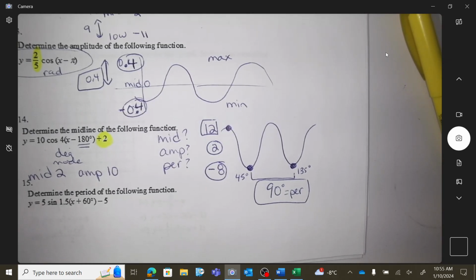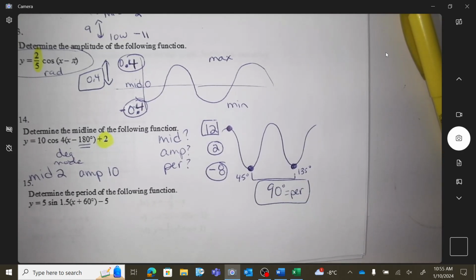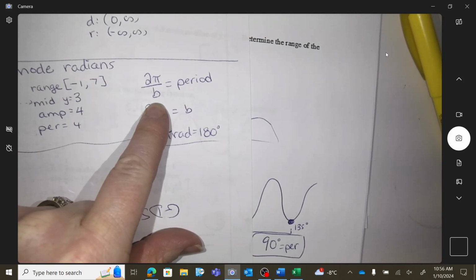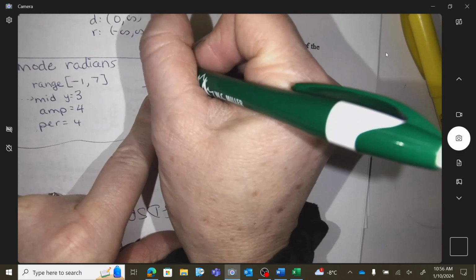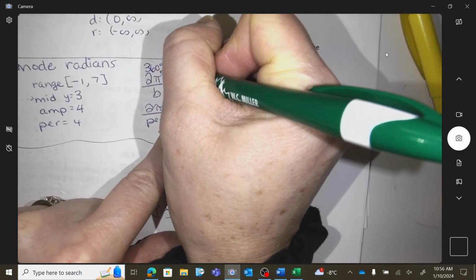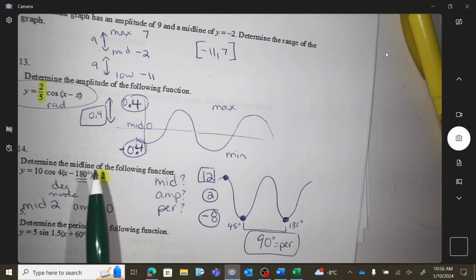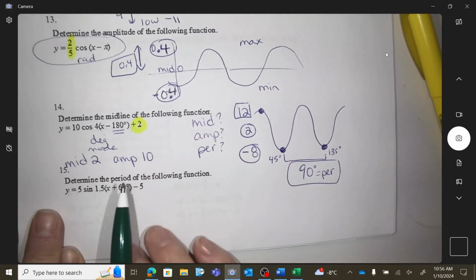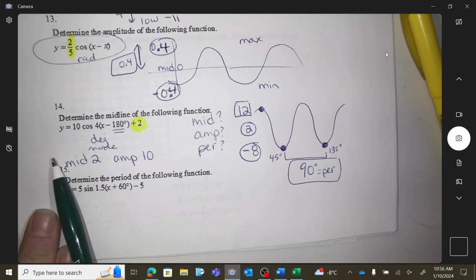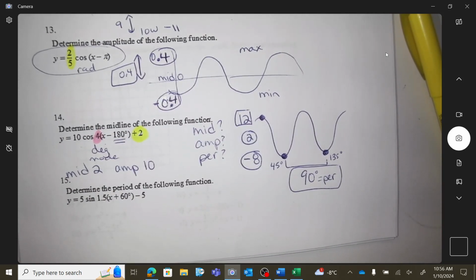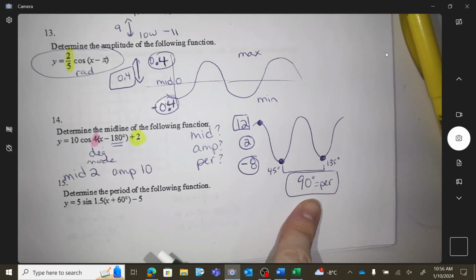Okay, so on my calculator, I figured out mins, and then I figured out the space between them was 90 degrees. Okay, I personally wouldn't have done that. I would have remembered a formula. How do you get a period? 2 pi over b. And this is a degrees question, so instead of 2 pi, it could also be 360 degrees. What is the b value in this equation? The 4 is a b. So 360 degrees divided by 4 is 90. But you got your calculator as well.